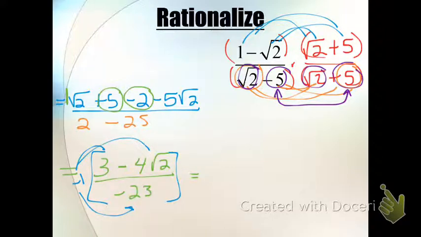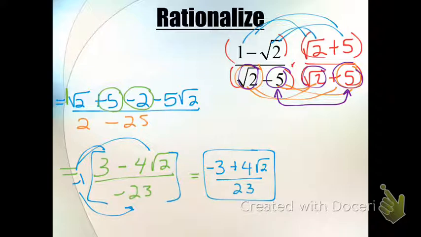And that would just switch all the signs. So now we'd have a negative 3, a positive 4 root 2, and a positive 23. So our final answer, negative 3 plus 4 root 2, that entire quantity divided by 23.